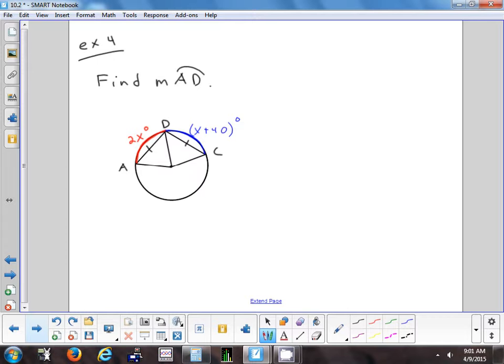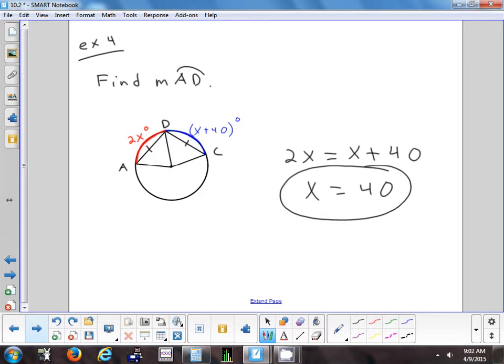Okay, so we've got two arcs, one in red, one in blue. What do you notice about the two chords corresponding to the red arc and the blue arc? They're congruent. If the chords are congruent, then the arcs are what? Then the arcs are congruent. So 2x is going to equal x plus 40. Now from here, we just use algebra and solve that. Subtract x, and you're done. That's it.